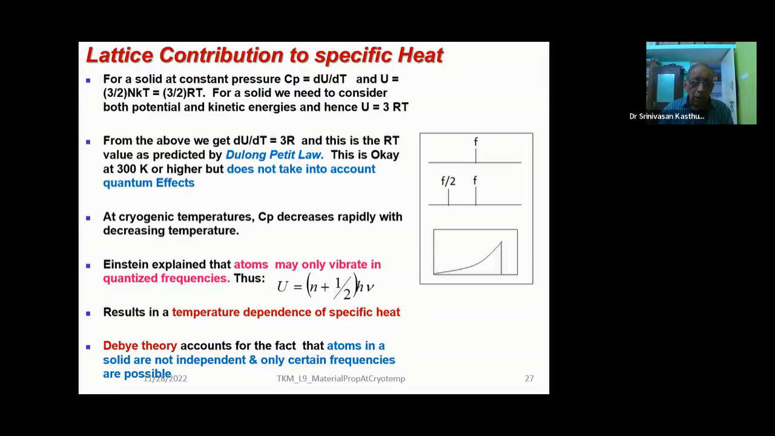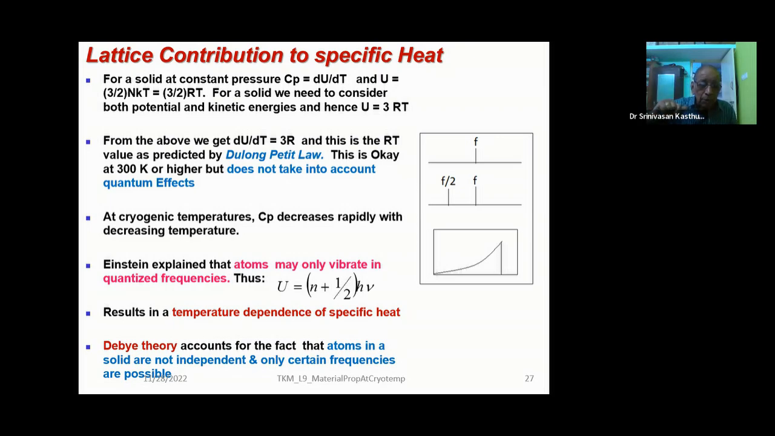U is equal to 3RT, so du by dt will give you 3R. And so this is the value predicted by the Dulong-Petit law. So all solids should have a constant specific heat at high temperatures. But this certainly does not take into account the quantum effects. And therefore, this value is okay at room temperature.